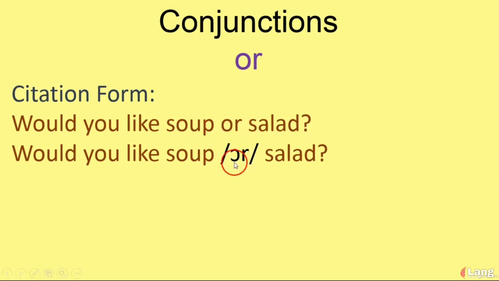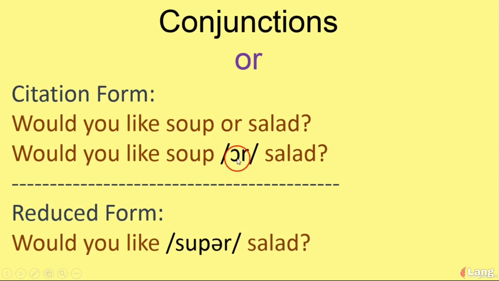In citation form, or is spelled like this. However, in reduced form, the word or is spelled with the schwa and the letter R to sound like "er" rather than "or". And when we say it quickly with the word soup, it sounds like "super". Would you like super salad? Repeat after me. Would you like super salad?